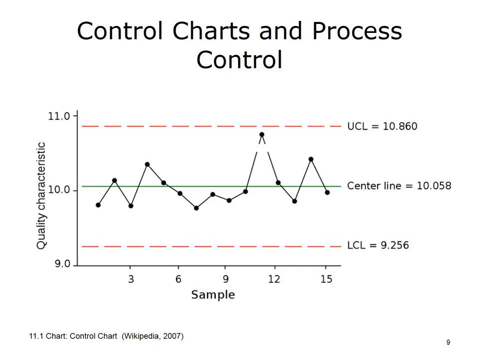For example, if the measure or quality characteristic of interest was clinic wait time, and our clinic measured the average clinic wait time every day for 15 days and plotted it on a control chart, it might look like the chart on the slide, where each daily average corresponds to a plotted point.